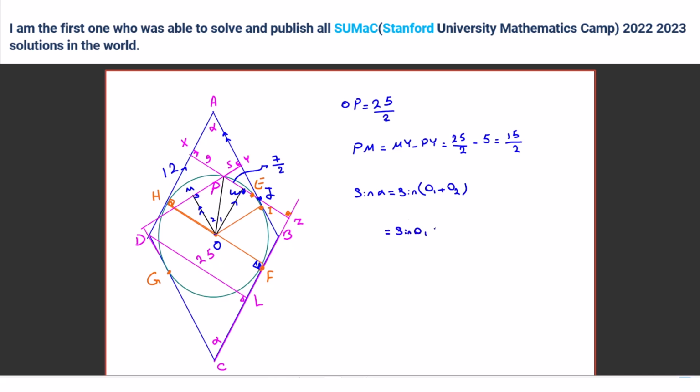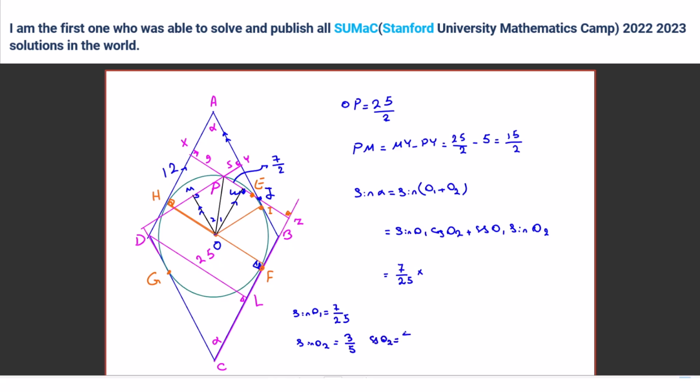Okay, let's check. Here you use this, that's sine O1 cosine O2 plus cosine O1 sine O2. Yes. Okay, sine O1 is what? 7 over 25. Cosine O2 is what? 4/5. Okay, so let's write this. We know sine O1 is 7 over 25. Sine O2 is what? Sine O2 is 3/5, 15 over 25.